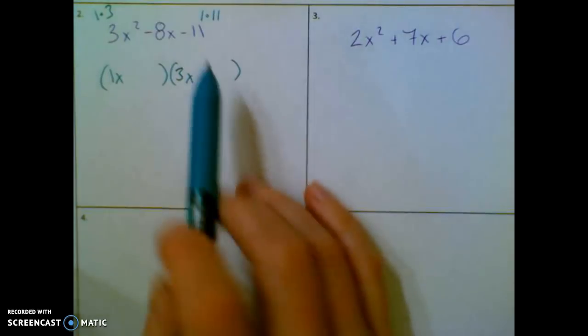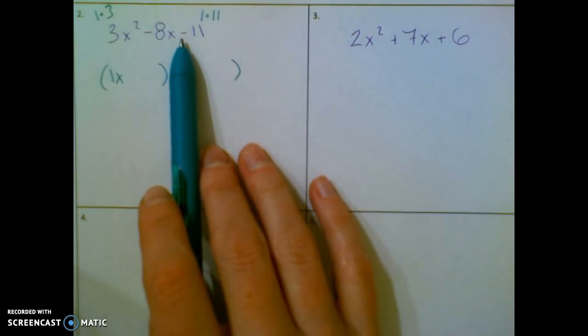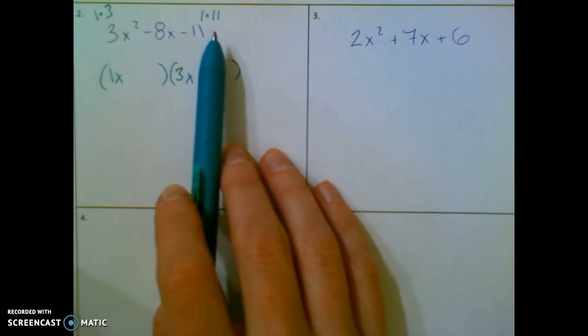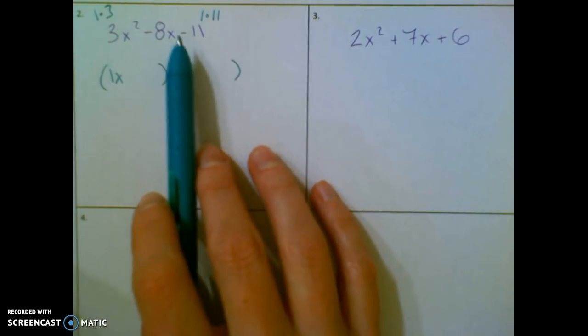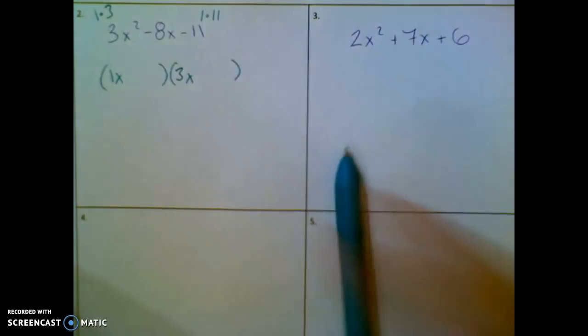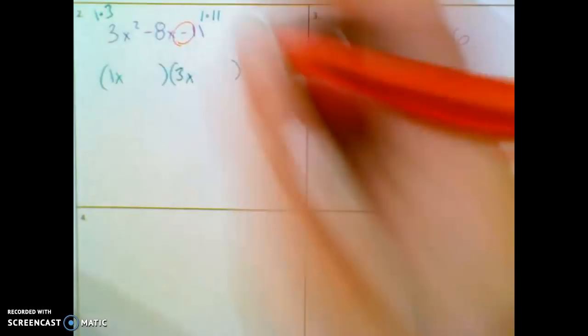Now the only way that C could be a negative 11 is if I have a negative 1 and a positive 11, or a negative 11 and a positive 1. So I have to have 2 different signs there. So just keep that in mind. Let me highlight that in red so we don't forget about it.